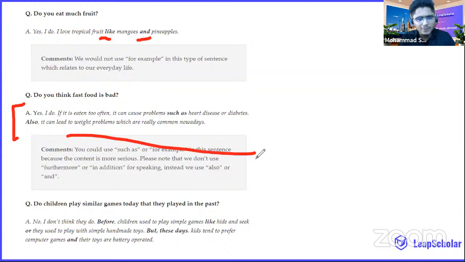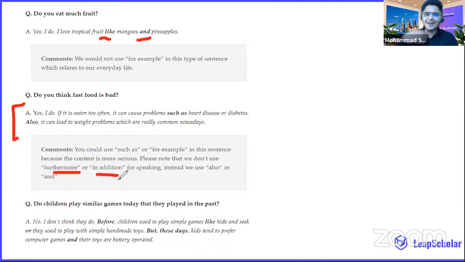Okay. Can you read the comments by the teacher, please? Yeah. You could use "such as" or "for example" in this sentence because the content is more serious. Please note that we don't use "furthermore" or "in addition" for speaking. Instead, we use "also" or "and". Yes, guys. Honestly speaking, "furthermore" and "in addition" are grammatically not wrong, but use them in writing. Speaking should be more smooth, how you speak normally, naturally. So try to elaborate your sentences using words like "also", "as well as", and "and". Give examples by using words like "like".